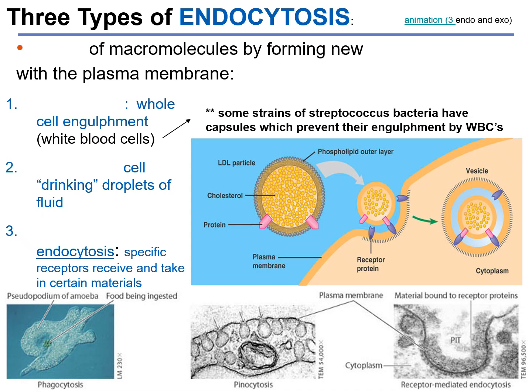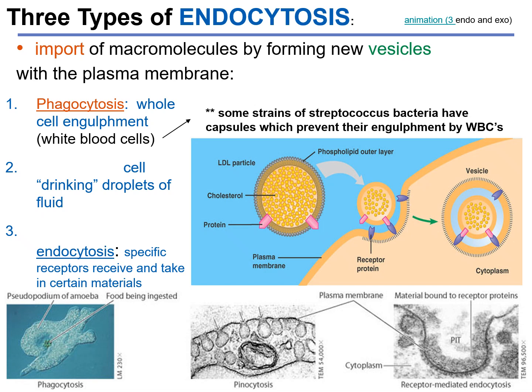So now let's explore the 3 types of endocytosis. Just to recap what endocytosis is, it is the import of macromolecules by forming new vesicles with the plasma membrane. Phagocytosis is when the whole cell engulfs another. For example, this is what white blood cells do. They engulf bacteria or viruses to destroy them. Some strains of the strep throat or streptococcus bacteria have capsules which prevent their engulfment by white blood cells.